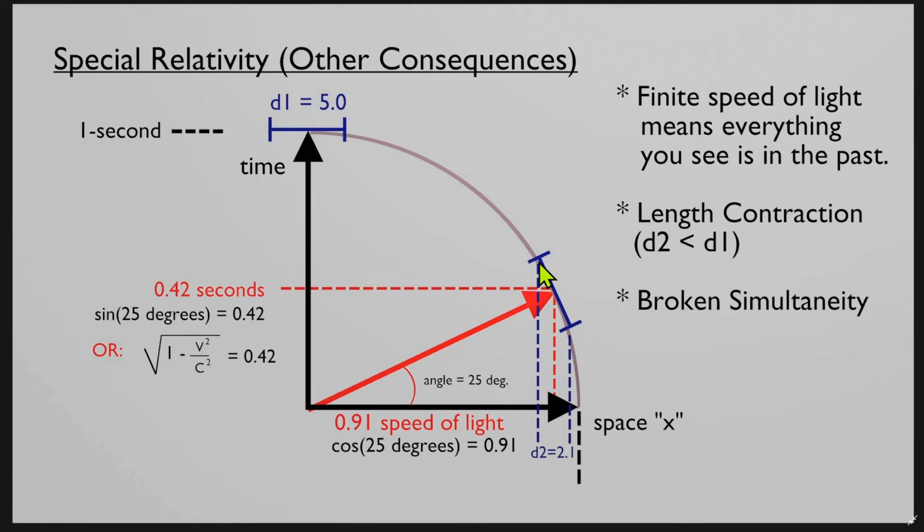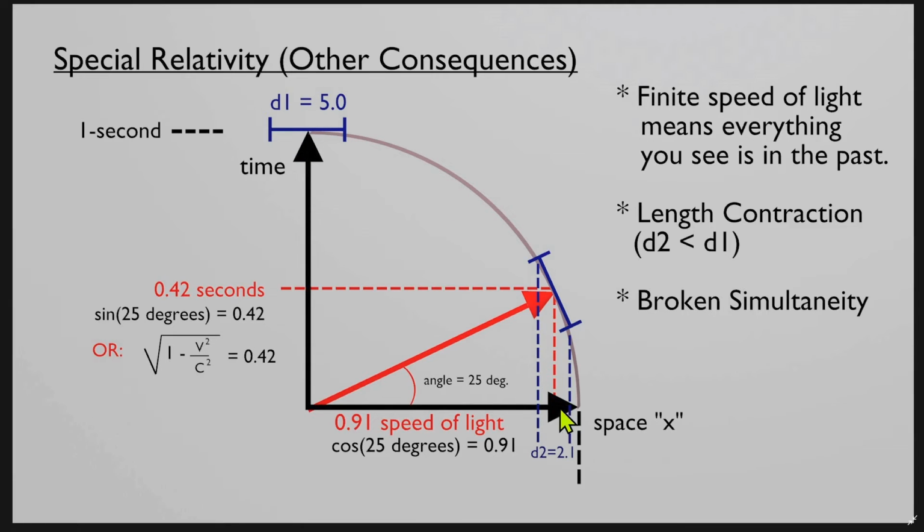Well, to me, the spaceship is 5 units long like it always has been. However, if you look at the projection of the front and back of my spaceship on your space axis, we agreed that it was 5 units long at the table, but look what happened. Now that it's moving at 90% the speed of light, the back of the ship projects here, the front of the ship projects here, and so at the table it was 5 units long.